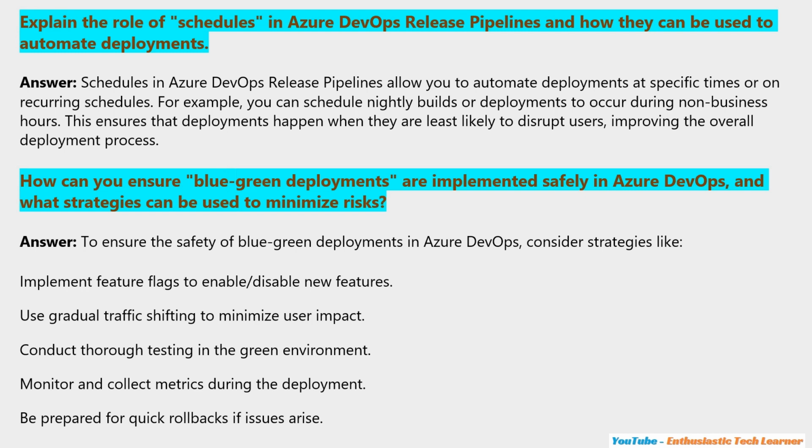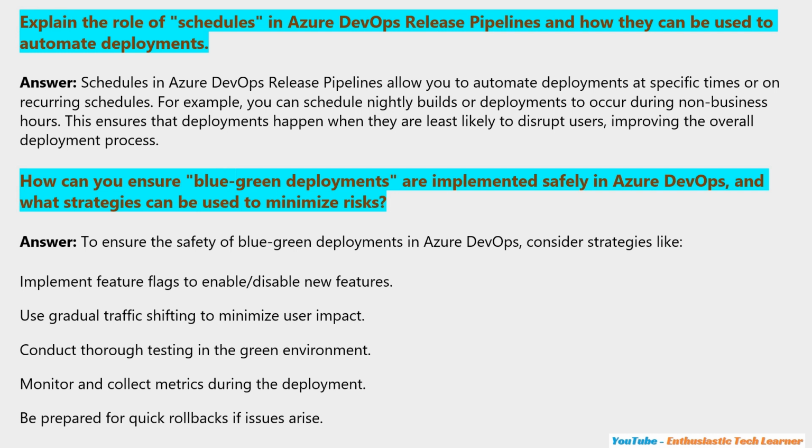How can you ensure blue-green deployments are implemented safely in Azure DevOps, and what strategies can be used to minimize risks? Answer: to ensure the safety of blue-green deployments in Azure DevOps, consider strategies like: implement feature flags to enable or disable new features. Use gradual traffic shifting to minimize user impact. Conduct thorough testing in the green environment. Monitor and collect metrics during the deployment. Be prepared for quick rollbacks if issues arise.